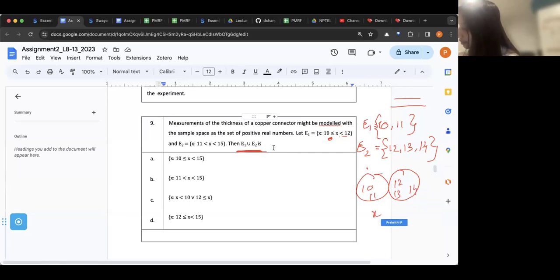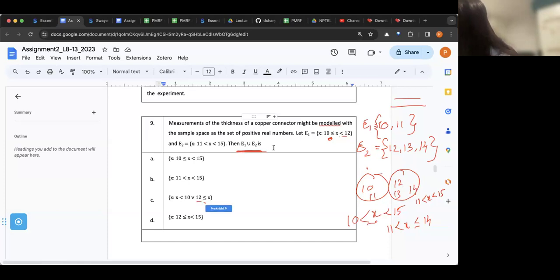So X is greater than or equal to 10 and X is less than 15. You could define this in many ways. It could also be X is greater than 11, less than or equal to 14, or X is 11, less than 15. So let's just look at the options that we have. So this is wrong, no. So we have 10. So yeah, this is the correct answer.